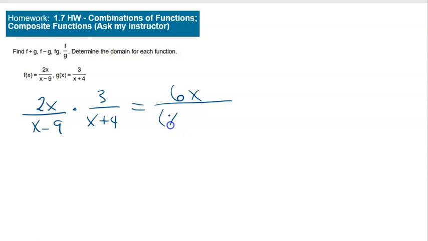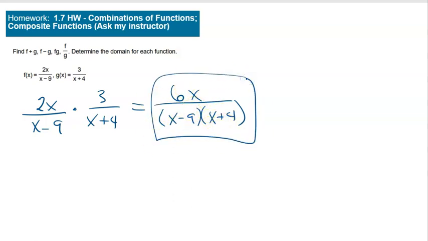But remember what I said about denominators? Leave it factored. There is no reason to FOIL all that out in a denominator, because the ultimate goal is to factor the numerator and cancel. Well, y'all, that numerator is factored, and neither of these factors, either a 6 or an x, cancels with an x minus 9. So that is completely simplified.